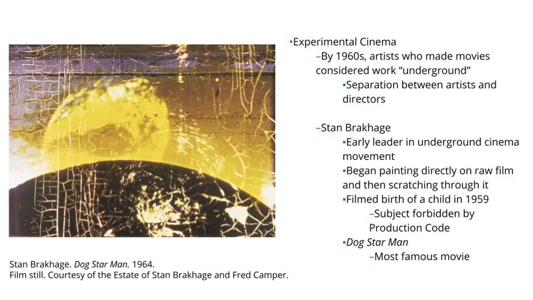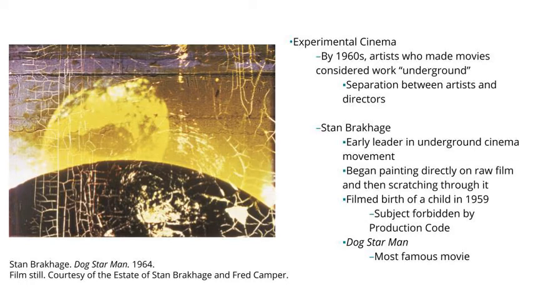Now, the juicy stuff, experimental cinema. By the 1960s, artists who made movies considered the idea of working in a more underground way. There was the main production movies in Hollywood, and then there was the artistic scene underground. And there was this real separation between artists and directors at the time. So an example of an experimental cinema director is Stan Brakhage.